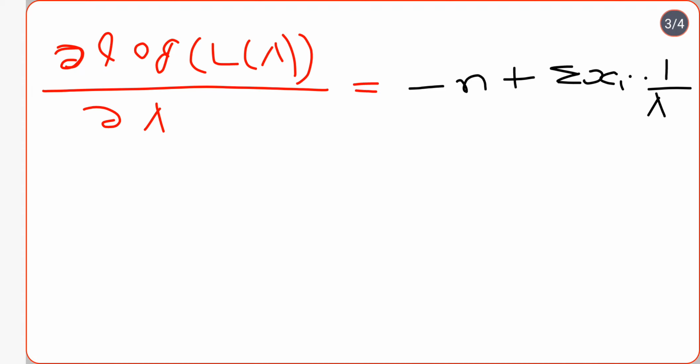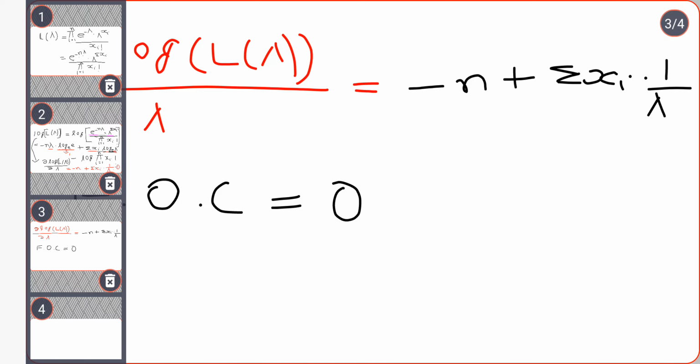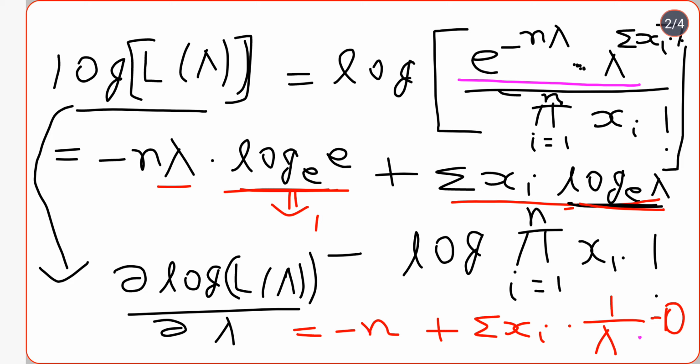Now this is the first order condition, and this first order condition we will take as equal to 0. Whenever we take it as equal to 0, we will get the value of our parameter lambda, and after that, from the second order condition, we will try to check whether we are able to maximize the function or not. Basically our target here is to maximize this log L lambda, and we all know that there are two steps that we have to follow.